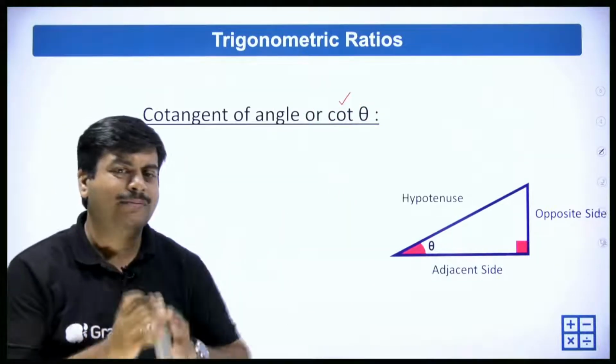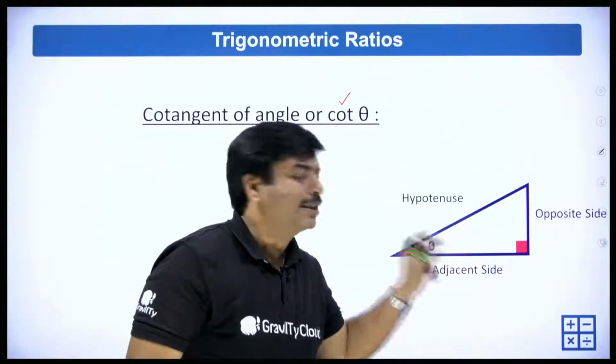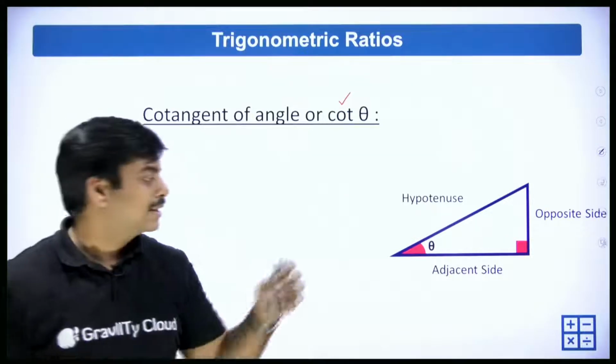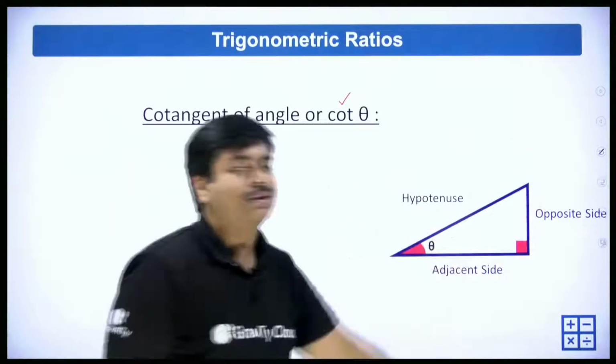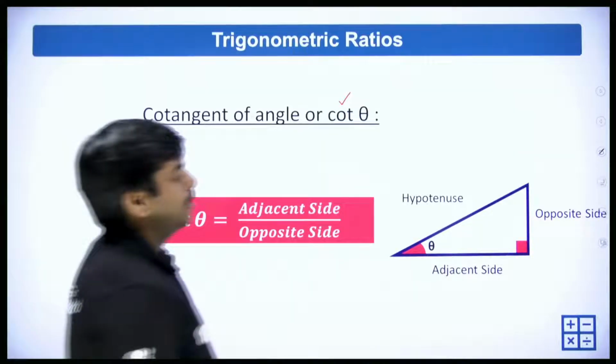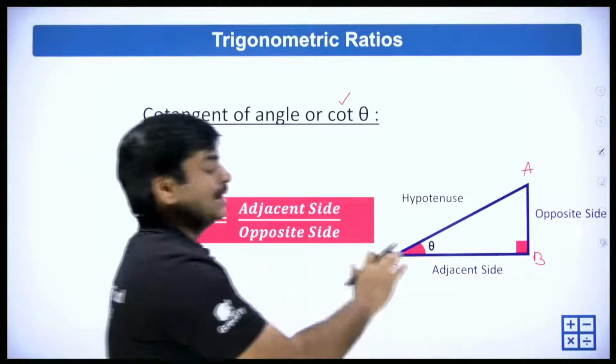What is tan theta, remember? Tan theta is opposite side by adjacent. So cot theta will be the reciprocal or the reverse, adjacent by opposite. Adjacent by opposite. So what is adjacent? If this is ABC, what is adjacent? Adjacent is BC.